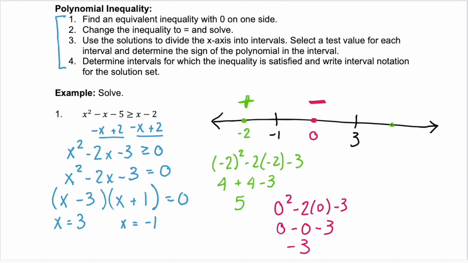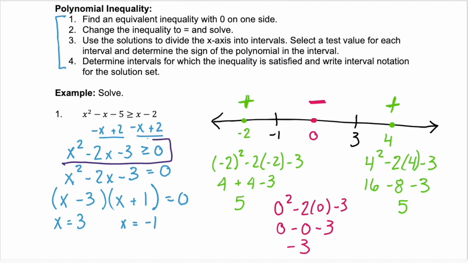And then we need a test value in our last interval. How about the value 4? That would give us 4 squared minus 2 times 4 minus 3, or 16 minus 8 minus 3, and that's 5. This is also positive. Now we go back to our inequality. We are looking for values that are greater than or equal to 0.